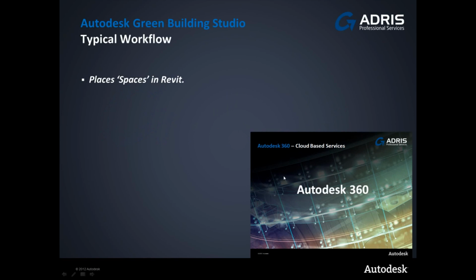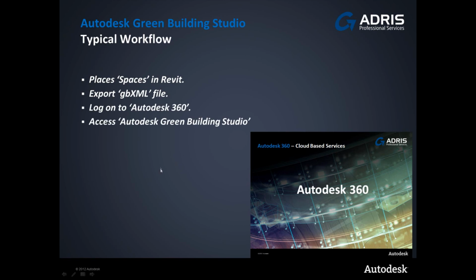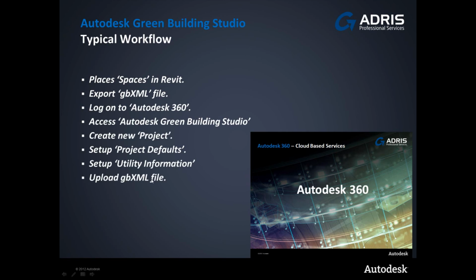So previously we created spaces while we were using Revit. We exported a GBXML file. We logged on to the web service Autodesk 360. We had access to the Green Building Studio. We created a new project. We set up the project defaults, the utility information, and then we uploaded the GBXML file. We ran the analysis and then viewed the results.